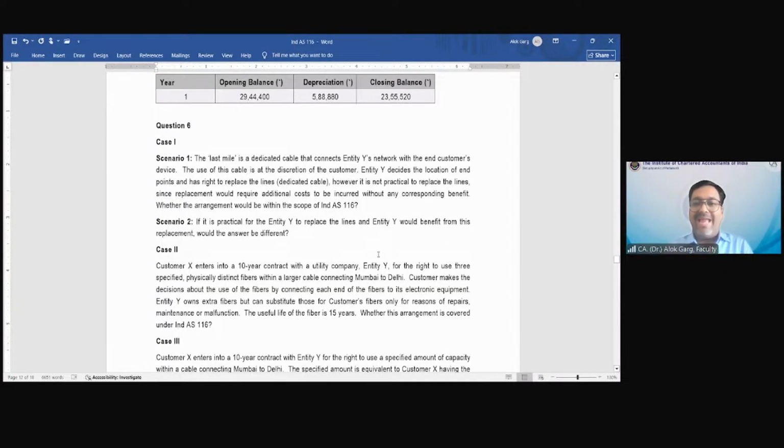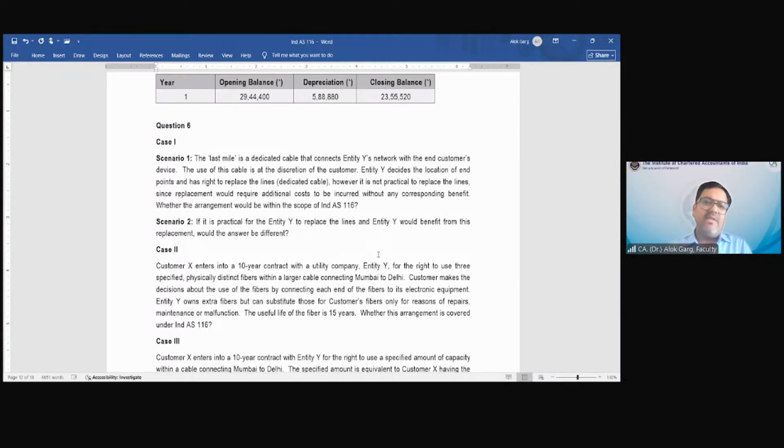However, it is not practical to replace the lines since replacement would require additional cost to be incurred without any corresponding benefit. Whether the arrangement would be within the scope of Ind AS 116. Scenario number 1. Scenario number 2. If it is practical for the entity Y to replace the lines and entity Y would benefit from this replacement, would your answer be different?